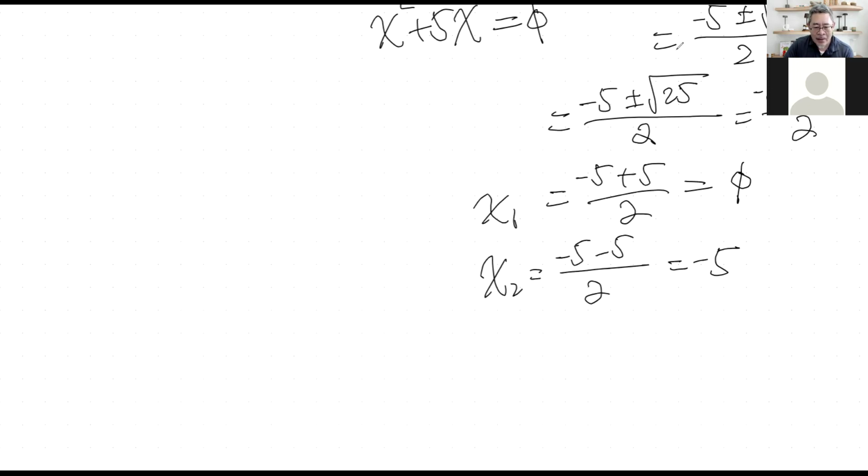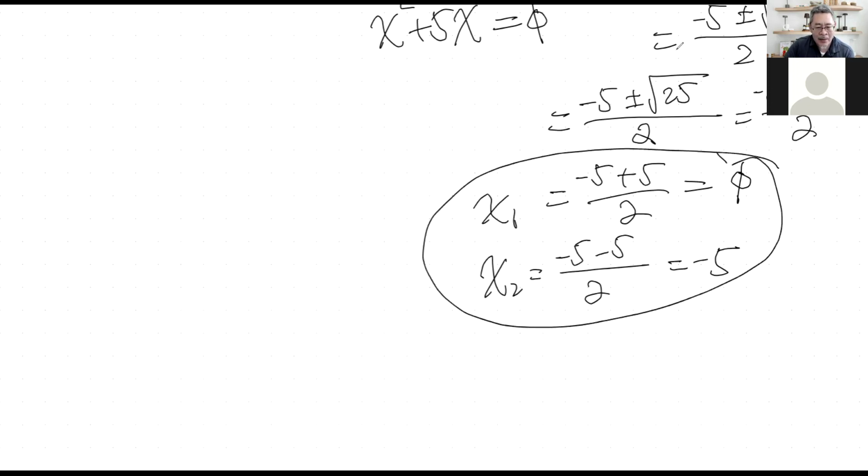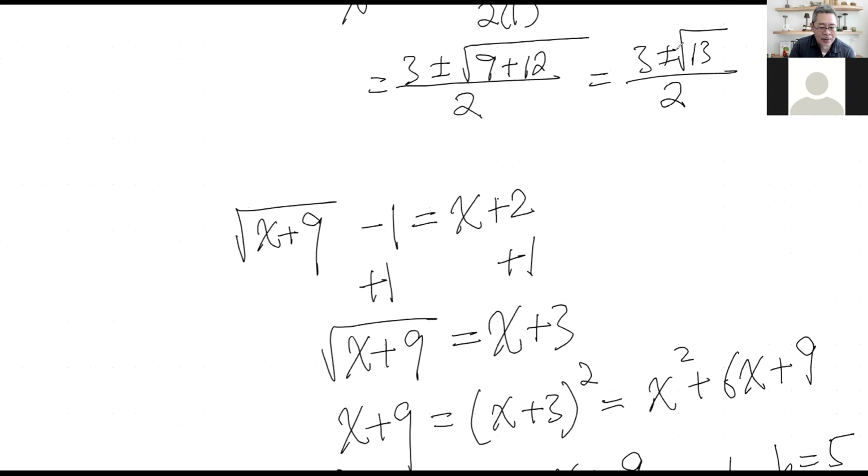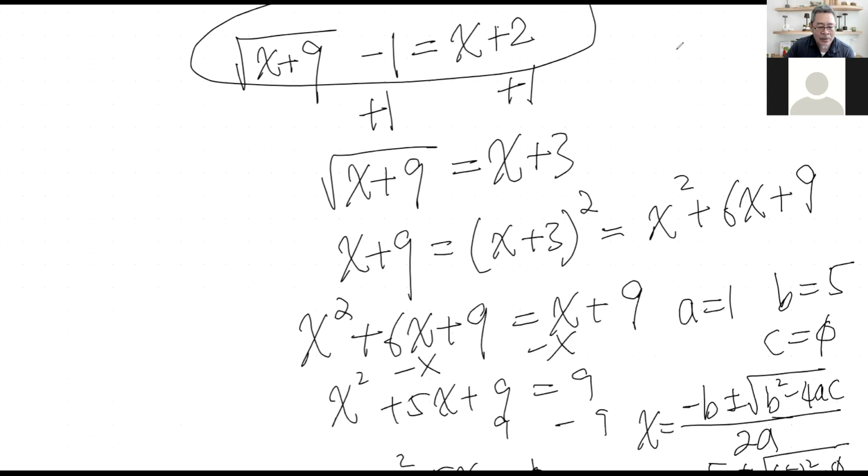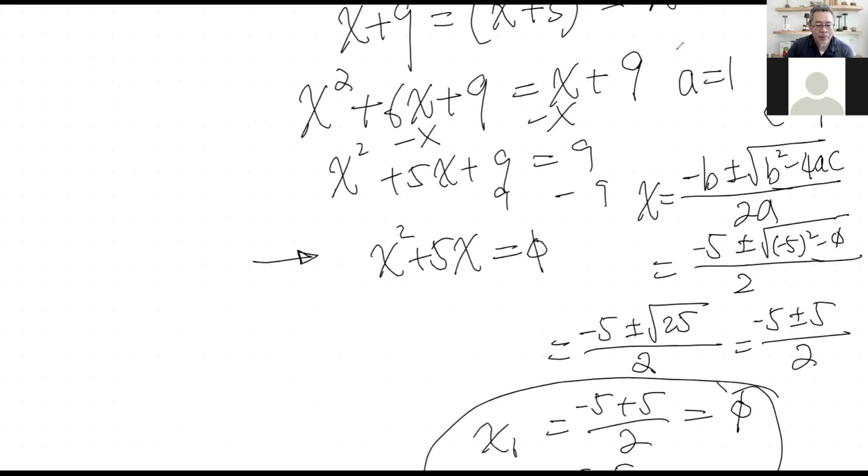Okay. Well, now we have to go back and check the answer, okay? I kind of missed that early on, but we have to check it because when we change this radical equation to our quadratic equation, we might introduce so-called bogus solutions. So let's see.